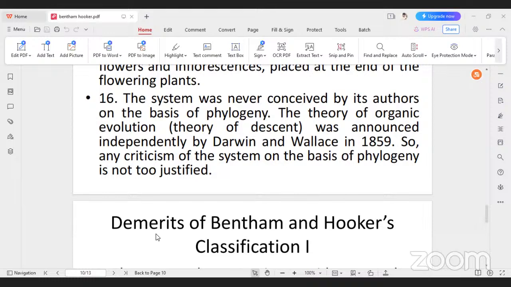The Ranales, with flowers having an elongated floral axis and spirally arranged parts, show a primitive character. The system of classification has practical value and easy workability. So these are the merits. Let's see the demerits.